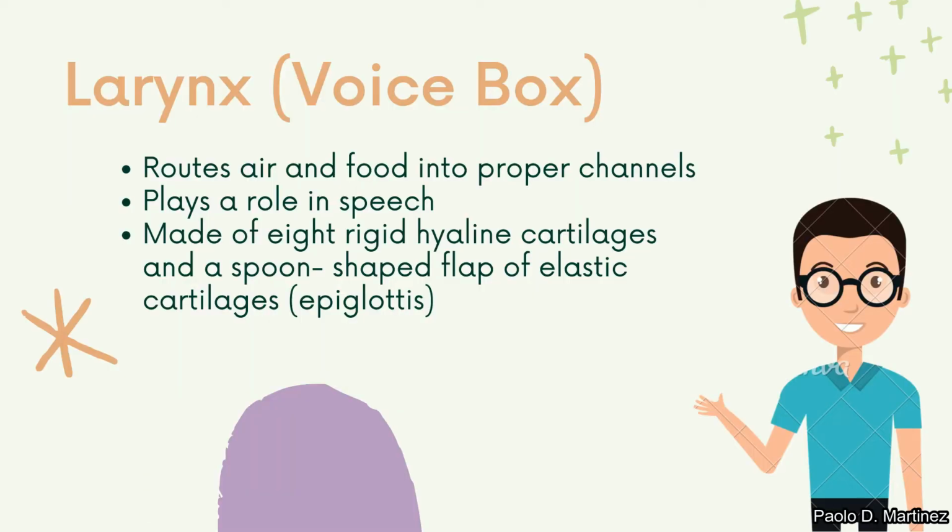Now, moving on to the next topic, we have the larynx, or the voice box. The larynx is considered the route for air and food into proper channels. The larynx also plays a role in speech. The larynx is made up of 8 rigid hyaline cartilages and a spoon-shaped flap of elastic cartilage, also called the epiglottis. Now, briefly, the vocal folds are folds of tissue located in the larynx that have 3 important functions: to protect the airway from choking on materials in the throat, to regulate the flow of air into our lungs, and the production of sounds used for speech.